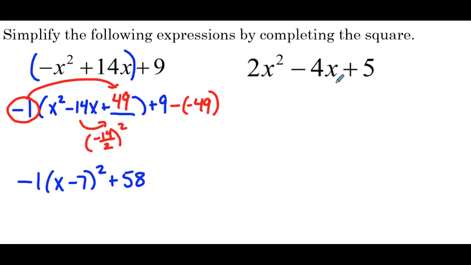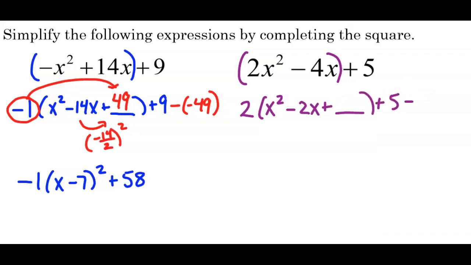Next up, 2x squared minus 4x plus 5. So we are going to put a set of parentheses around 2x squared minus 4x. So factor out that 2, so the coefficient of x squared is 1: x squared minus 2x plus something, plus 5, and then minus something. So the value that completes the square, we're going to take half of the coefficient of x, so half of negative 2, and we're going to square it. So that's negative 1 squared, which is 1.